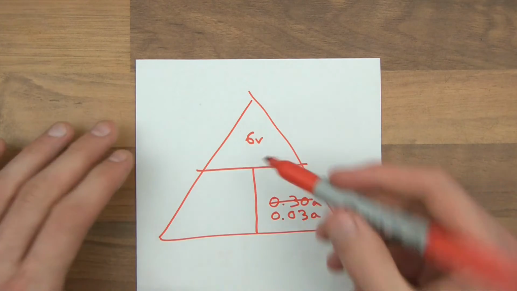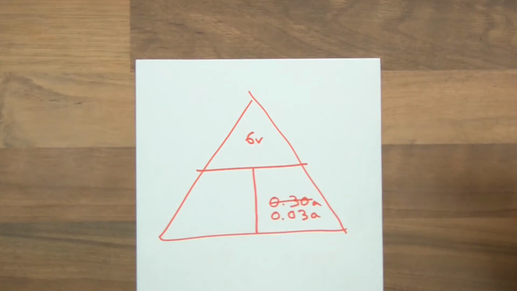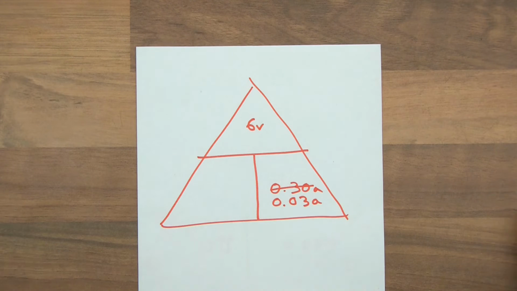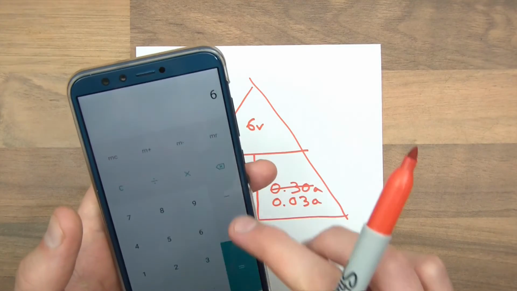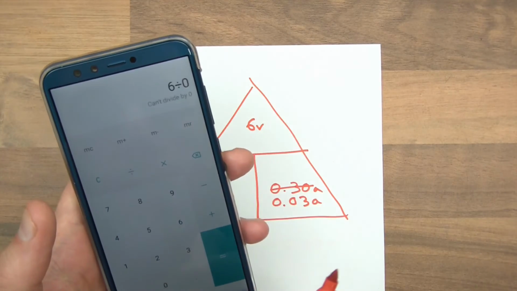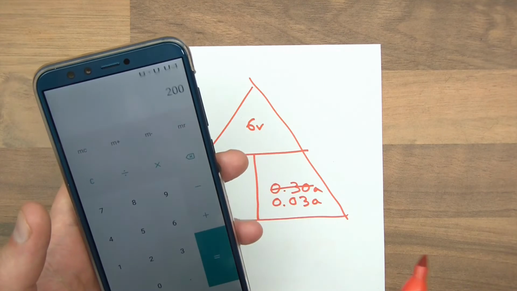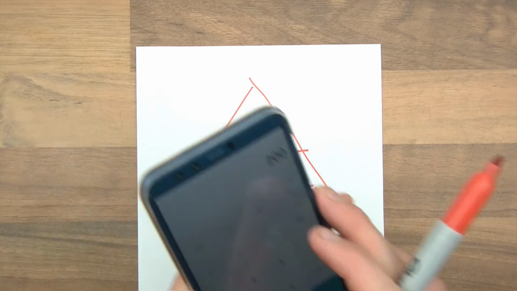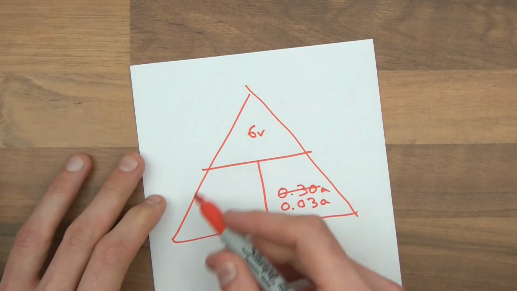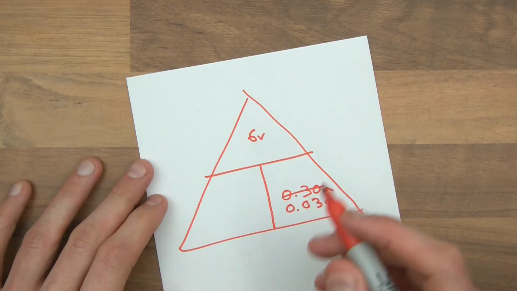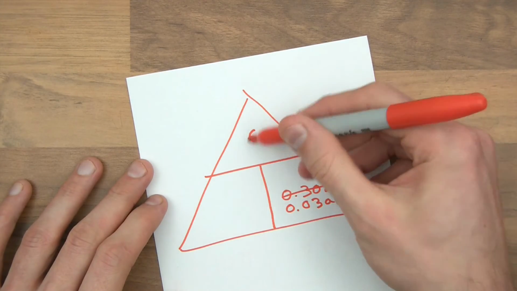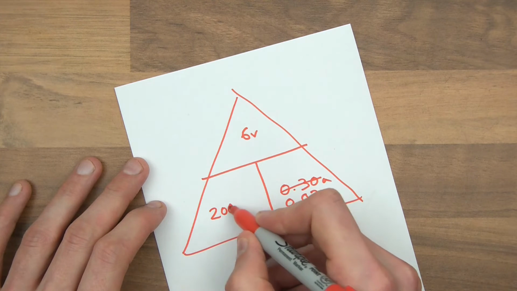So therefore, we can do this again and work out an equivalent resistance. I'll just get my calculator again. I'll make this clear in a minute as to what we're actually doing. So 6 volts divided by 0.03 equals 200 ohms. So the total resistance of the circuit which we've created for the 6 volts would be 200 ohms.